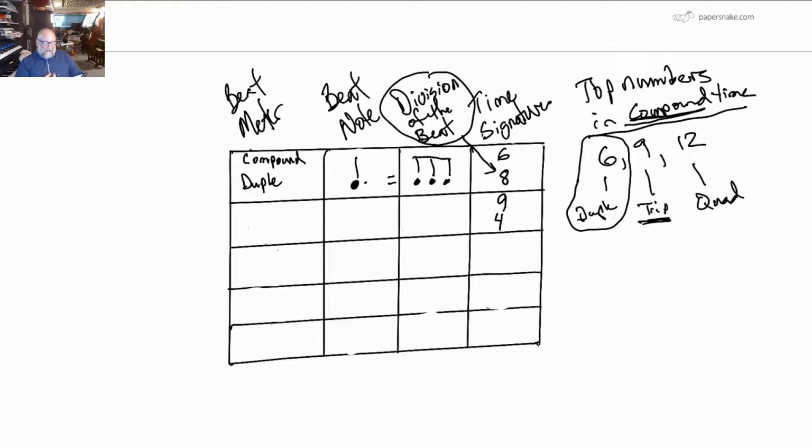So memorize these facts. Top number 6, compound duple. Top number's 9, compound triple. There we go. So the top number's 9 means compound triple.